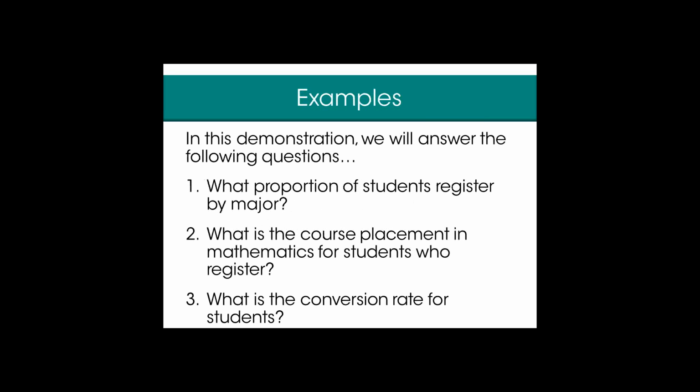In this demonstration, we're going to use 3 examples. We're going to answer the question, what proportion of students register by major? What is the course placement in mathematics for students who do register? And what is the conversion rate for students? In other words, of those who apply, how many actually register?